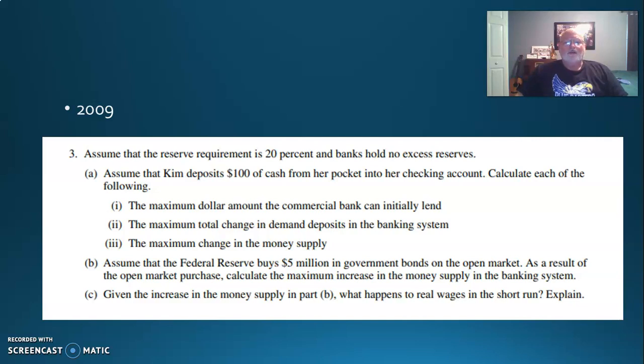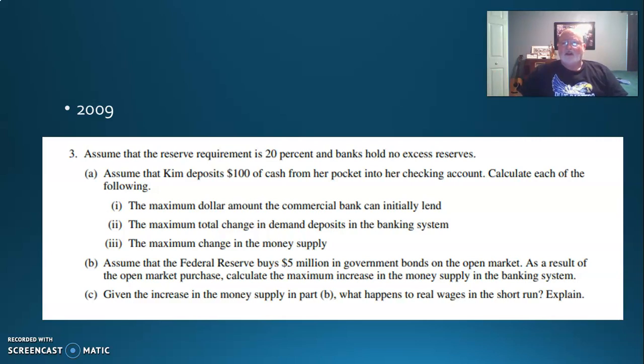All right. Assume that Kim deposits $100 of cash from her pocket into her checking account. Be on the lookout for that. So when it goes from cash into checking, M1 has not changed at all. Calculate each of the following. So she takes $100 and puts it in her checking account, and the reserve requirement is 20%. What is the maximum dollar amount the commercial bank can initially lend?